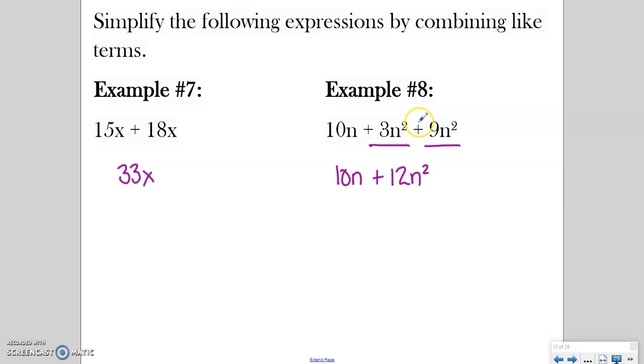It's not n to the 4th. Again, this one, it's a variable, they have the same. You just bring it down and add the numbers. And that's it.